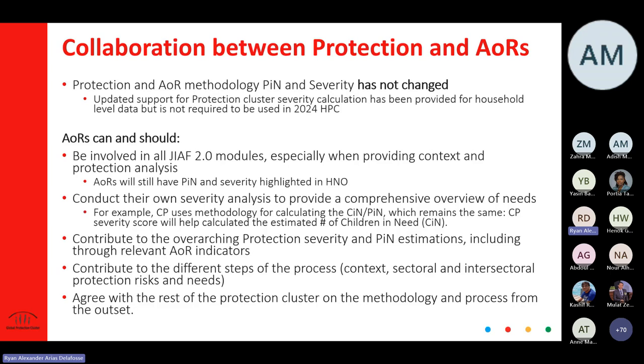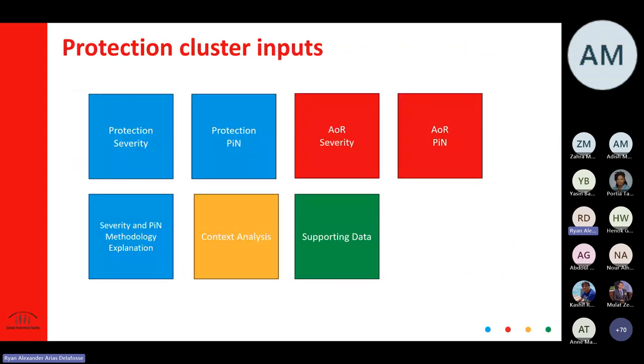But just to recap really quick, review this one more time. Your actual methodology for this year has not changed. You can continue forward without stressing. So we almost just recreated a similar workflow: if you had to define the inputs that you're giving, what are they? You have your protection severity, your protection PIN, your AOR severity, your AOR PIN, your methodology explanation, your own context analysis, and your own supporting data.